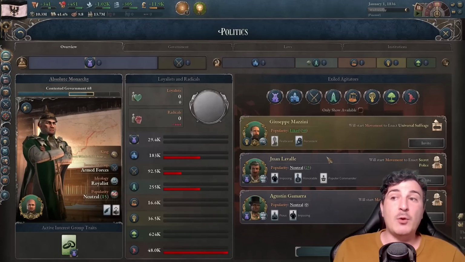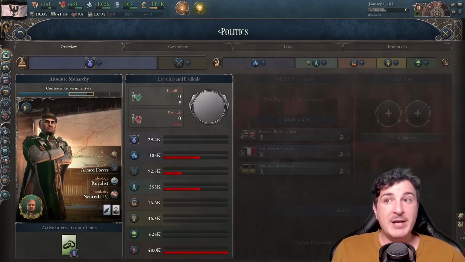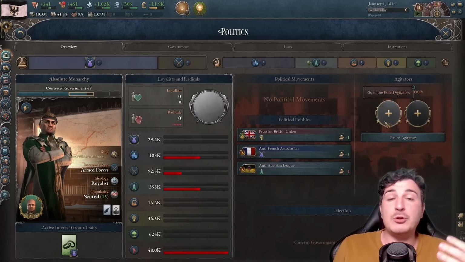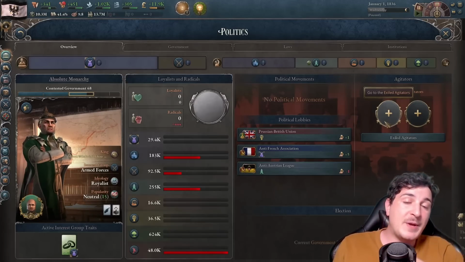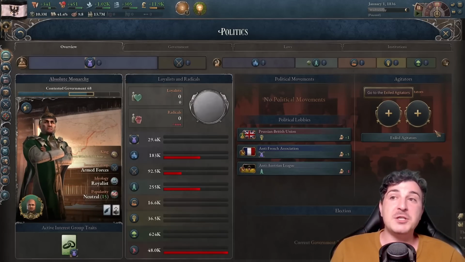Agitators can be a godsend, or they can be horrible if they come to your country and you cannot get rid of them. Of course, you can get agitators that are not an accepted culture via events, so always make sure you check what kind of personalities you invite in your lands.